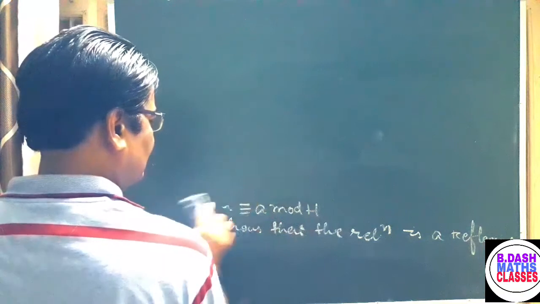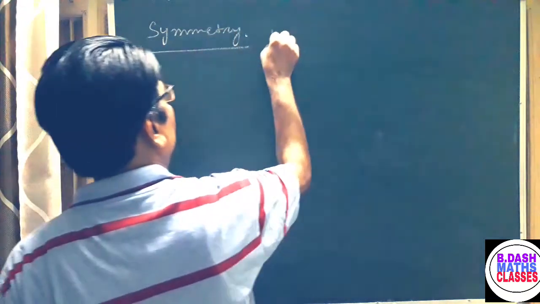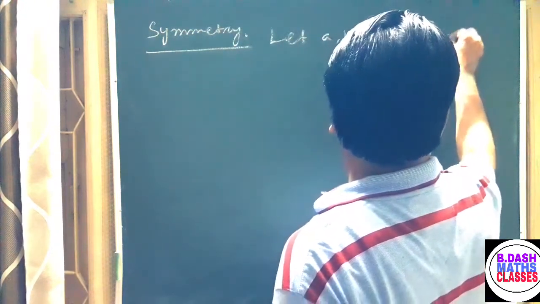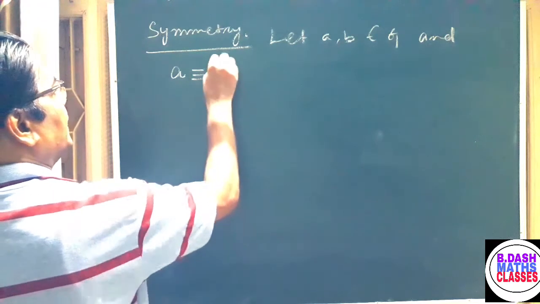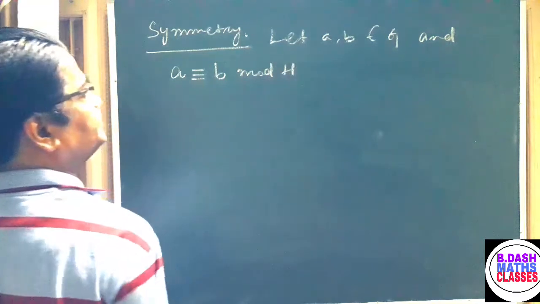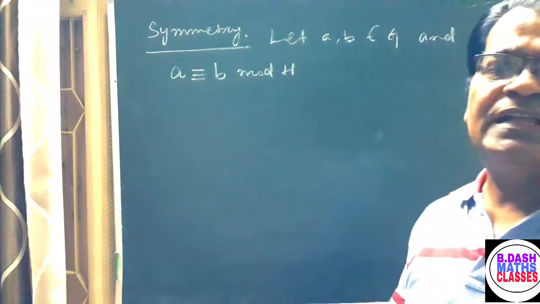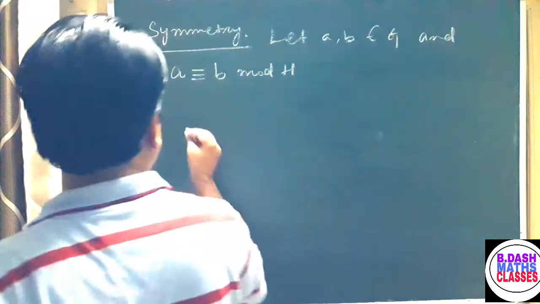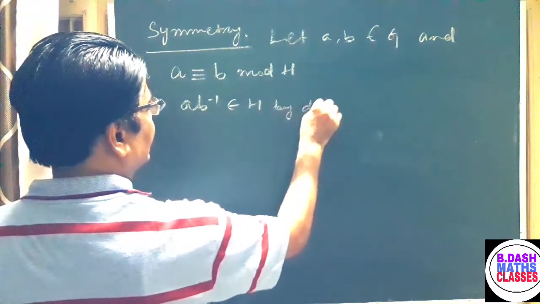Then symmetry. Let a, b belong to G be two elements and a congruent to b mod H. So we are choosing two elements from G with a congruent to b mod H. We have to show the relation is symmetric, which means we have to show b congruent to a mod H. So this implies a b inverse belongs to H by the definition of congruence.